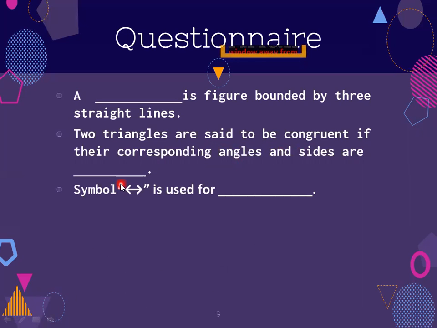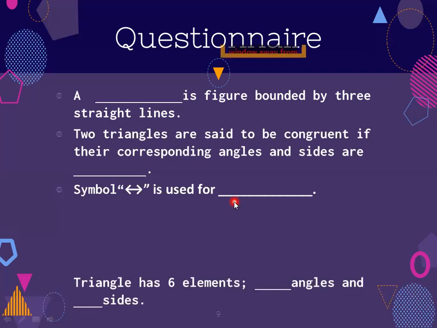Now, this symbol is used for dash. Please give me the answer. This symbol is used for dash. Write down the answer here. Yes, the correct answer is correspondence. This symbol is used for correspondence.